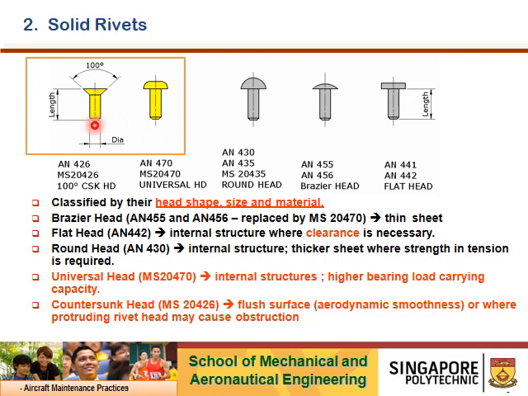For flush head, AN426 or MS20426 shown here is a 100-degree countersunk head. It is used where aerodynamics is a concern, or when installing a protruding head may cause obstruction. I give you a moment to read through the slides here before I move on.